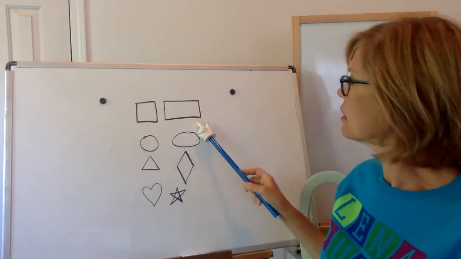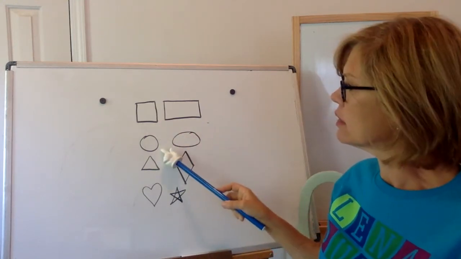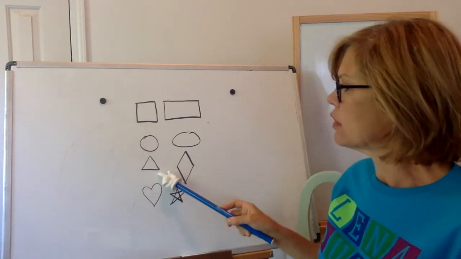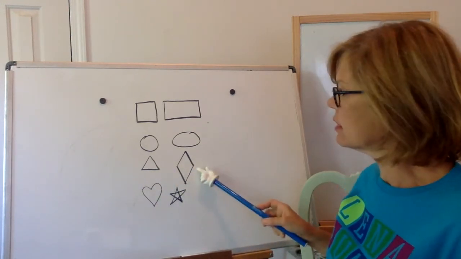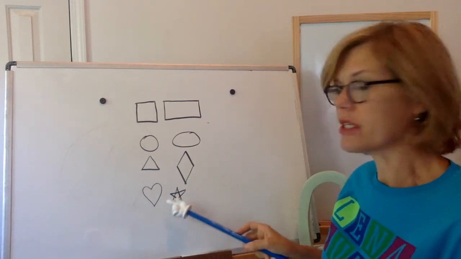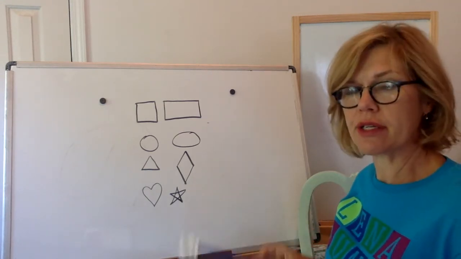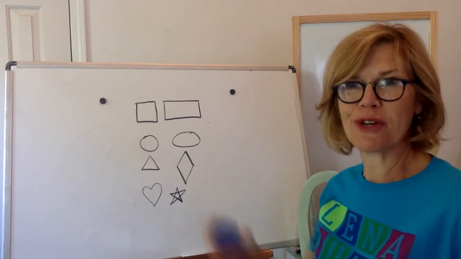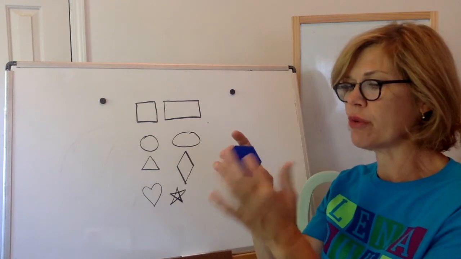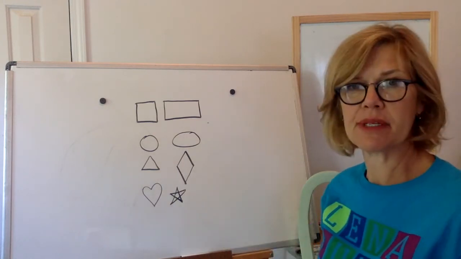Let's review our shapes. Square, rectangle, circle, oval, triangle, diamond or rhombus, heart, star, and this one I have trouble drawing. It's a hexagon with 6 sides. 1, 2, 3, 4, 5, 6.